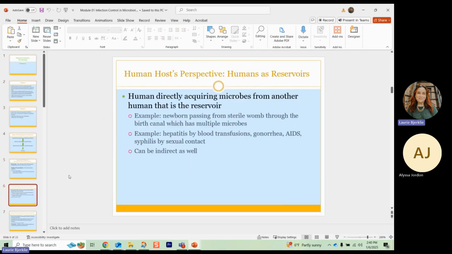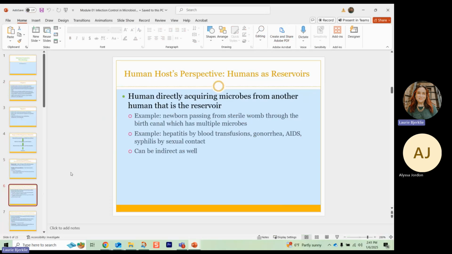So that is the mode of transmission. You can, as a human, get it from another human, if that human was the reservoir, and then you could pass it to the other human. Examples are a newborn passing through the birth canal of the mom. The birth canal has a lot of bacteria hanging out in it. It's a natural part of it. So maybe they pick up something while they're being born.